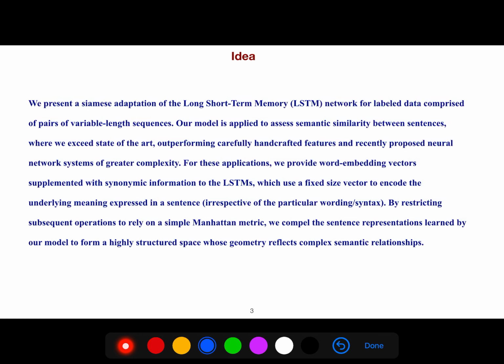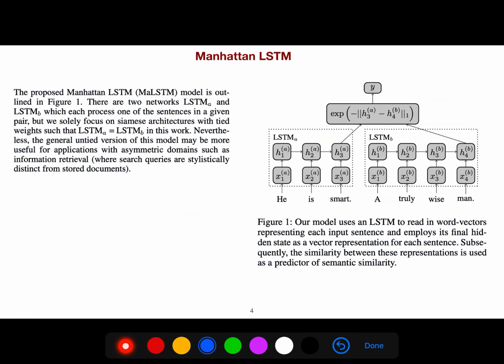For these applications, we provide word embedding vectors supplemented with synonymic information to the LSTM, which uses a fixed vector to encode the underlying meaning expressed in the sentence, irrespective of the particular words. By restricting subsequent operations to rely on a simple Manhattan metric, we compel the sentence representations learned by our model to form a highly structured space whose geometry reflects complex semantic relationships.